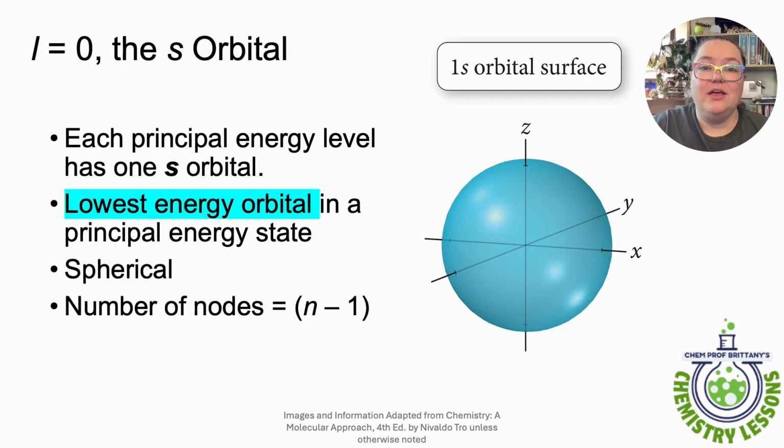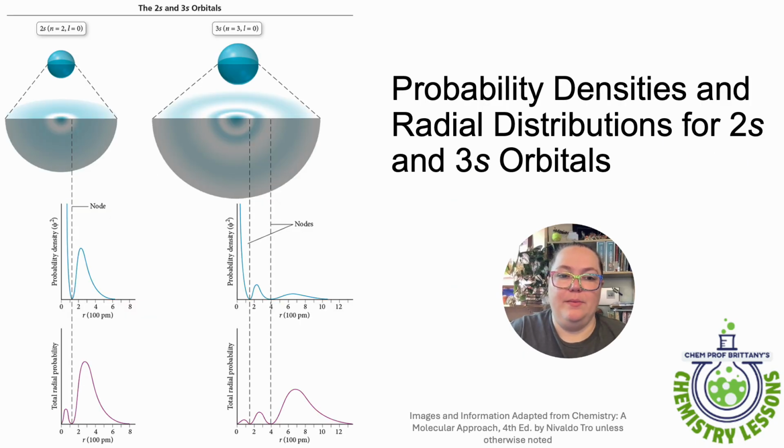So we look at s orbitals being spherical. They are the lowest in energy of our orbitals, and they have n minus 1 nodes, right? Our probability densities for 3s and 2s orbitals, we do have some areas where we're not going to find them, and you can see that in this diagram. But the important piece for you to know for the purpose of this general chemistry class is that our s orbitals are spherical.